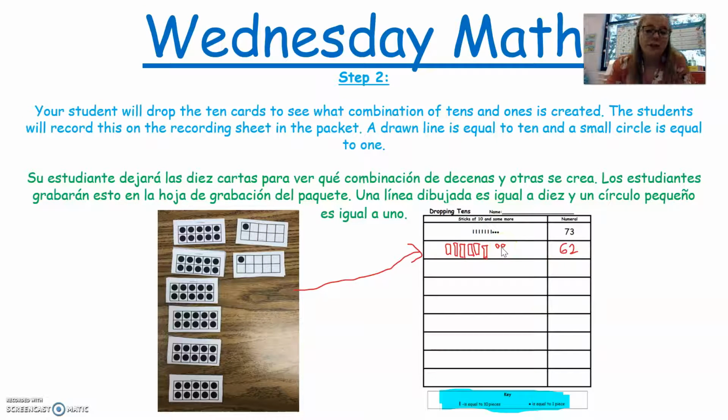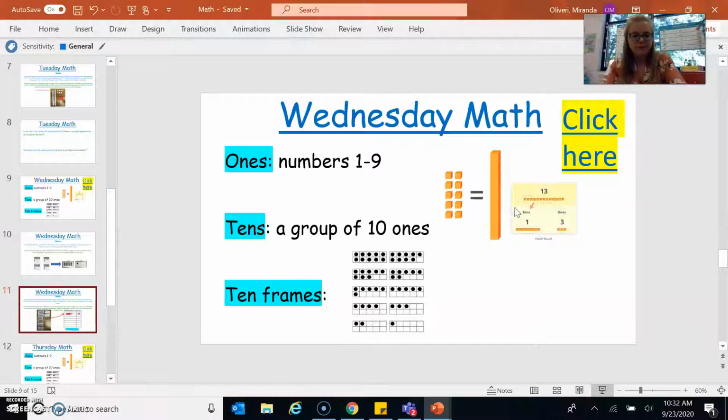Then I need to figure out what number that is. What's the numeral? So I said 10, 20, 30, 40, 50, 60, 61, 62. I knew I could count these as 10s because they're groups of 10s. And then I had to count these by 1s because they're 1s. So I have 6 groups of 10s and 2 1s. That's the number 62. Okay, I'm going to do one more with you to show you.